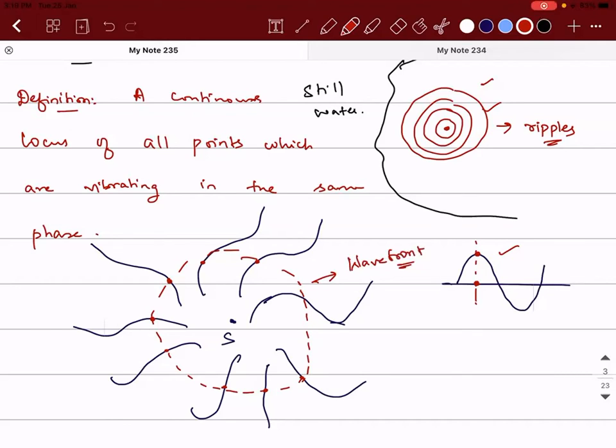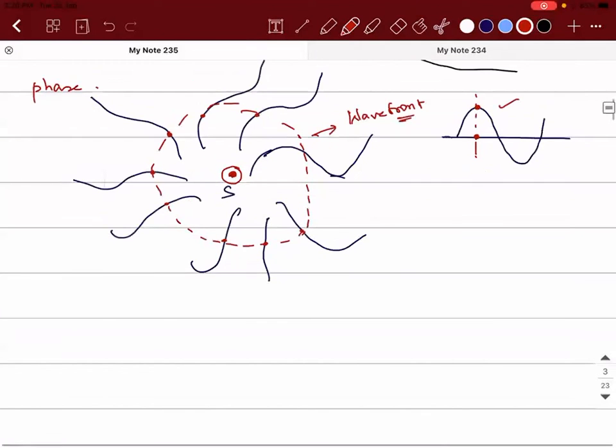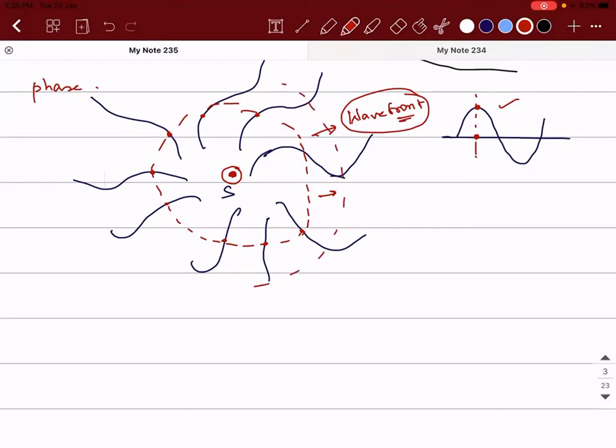Let me make it simple for you. Suppose I have a point source. Away from that point source, light will start traveling in the form of spherical wavefronts like this, so that the energy is transmitted from one position to another. So basically, what is a wavefront? It is a locus. Locus is a shape obtained by all the moving points, the locus of all those points which are vibrating in the same phase.